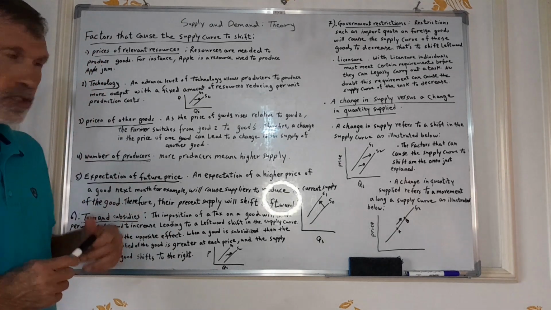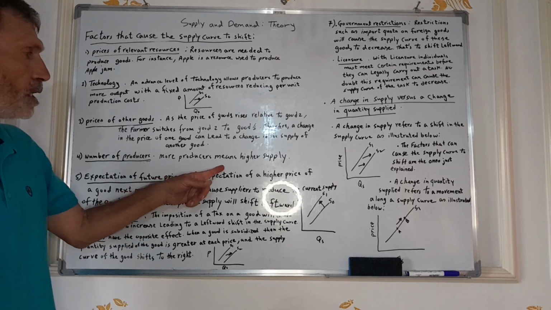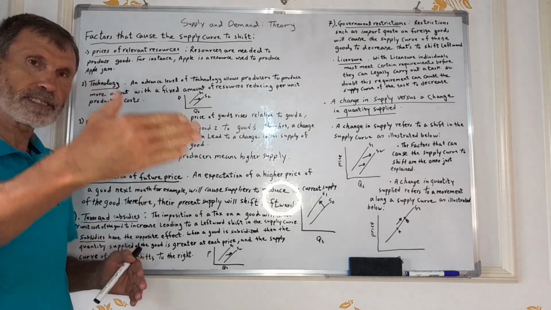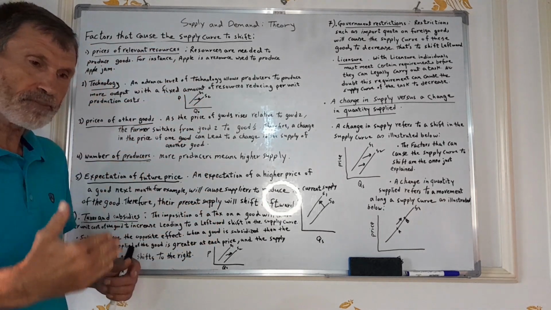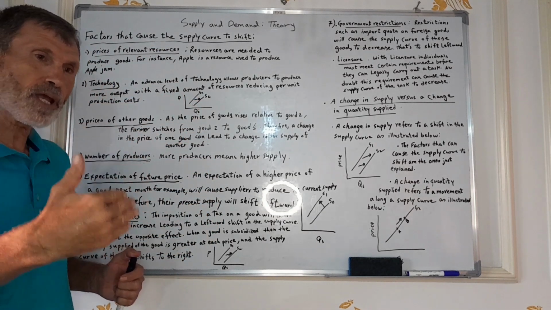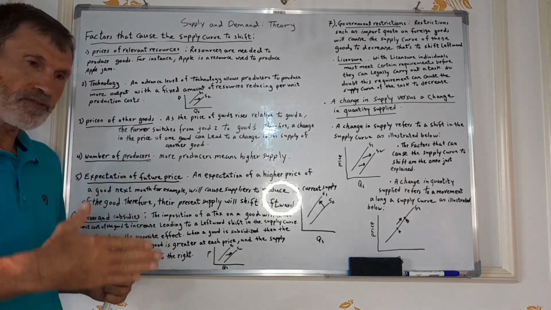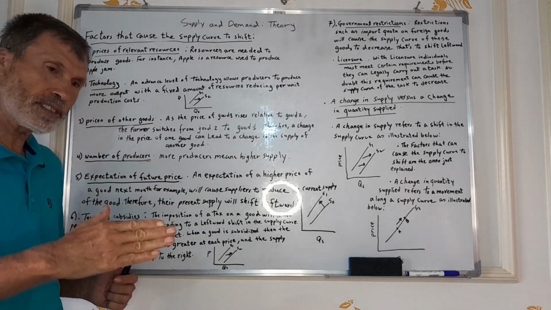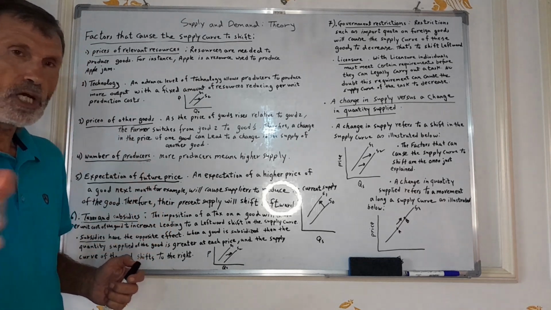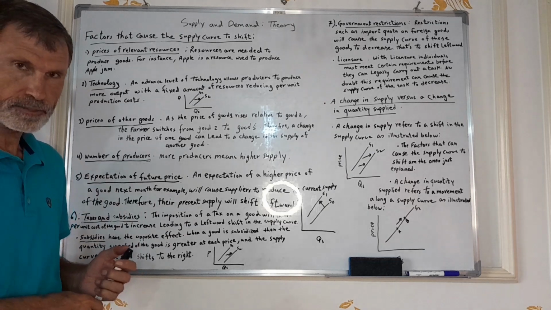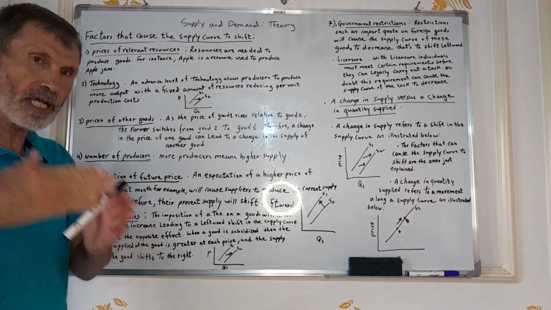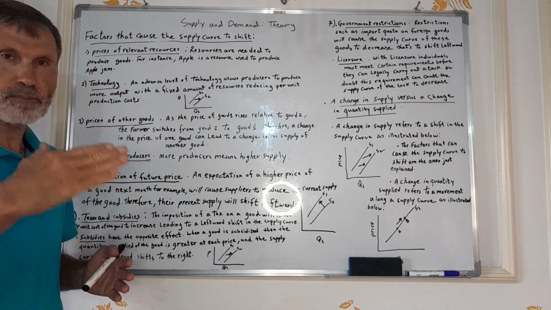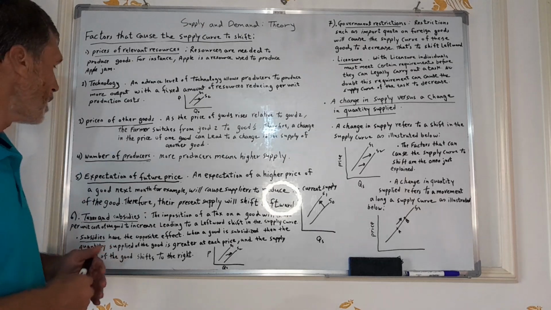Number of producers. Of course, more producers means higher supply. When you have more suppliers, more producers, the expectation is that the supply of goods will increase. Therefore, more producers means higher supply, which means the supply curve will shift to the right, causing more production. With more producers, it means higher production of a good or a service, which implies that the supply curve will shift to the right.